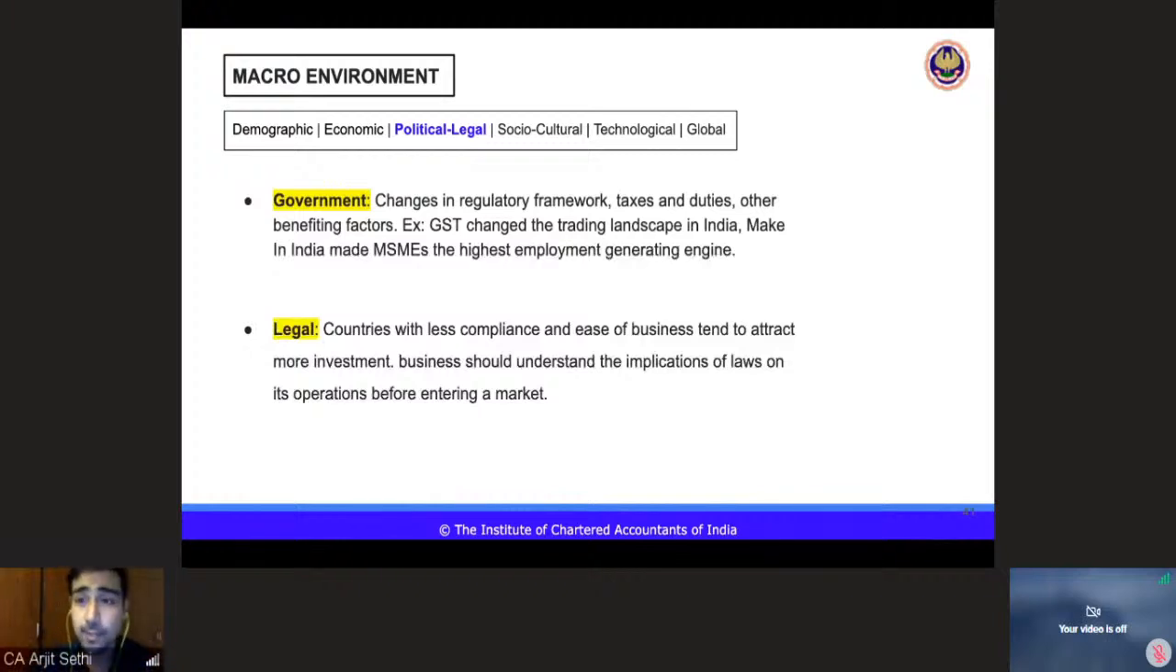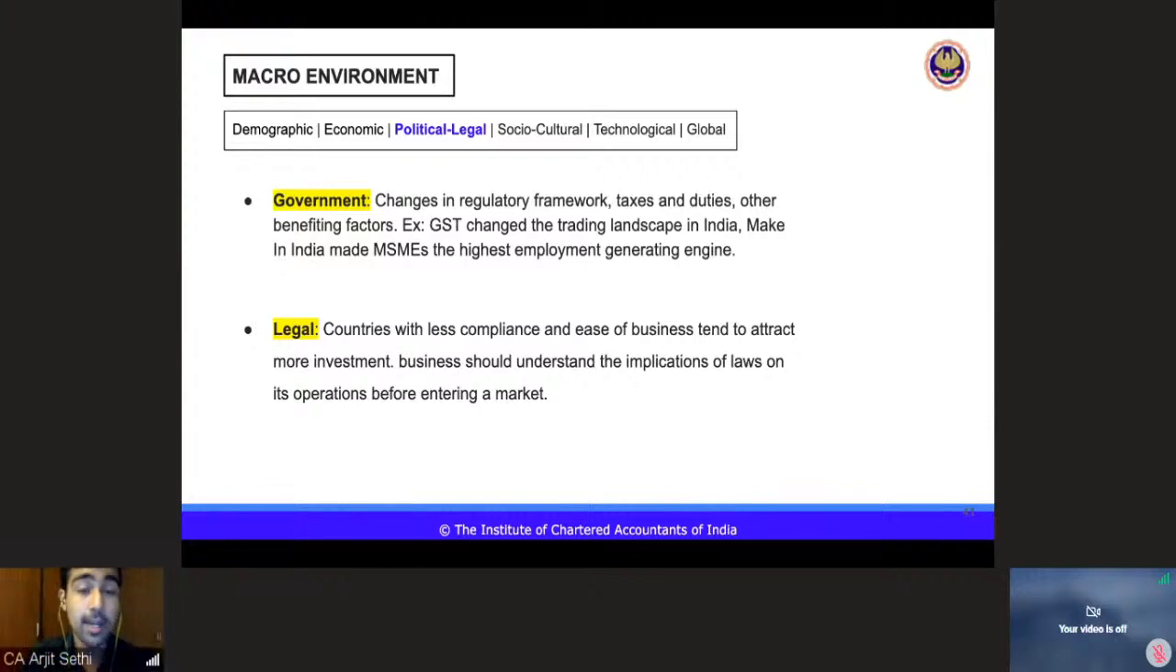What do I have to take care about when I'm understanding the government? Changes in the regulatory framework. How often does a government bring new rules? Or what taxes and duties does a government want to impose? Let's talk about the United States for a second. There is a lot of turmoil on the government side right now, so for a business to start in the US right now, it's not the right time.